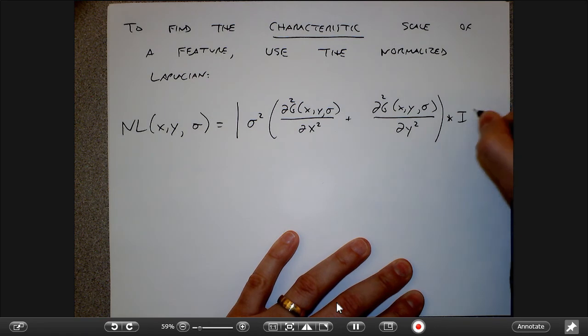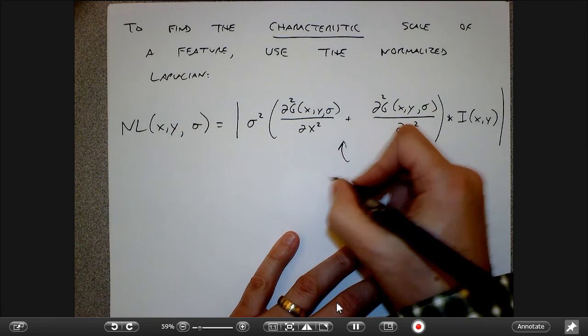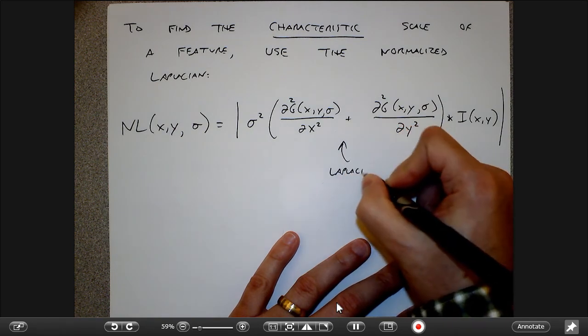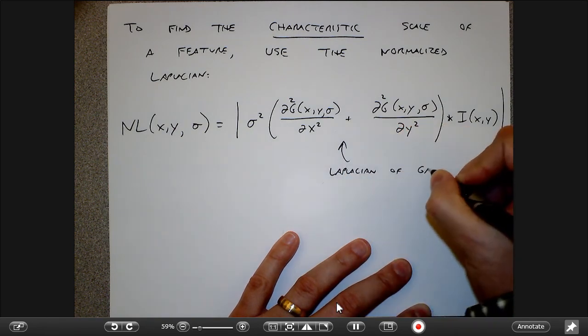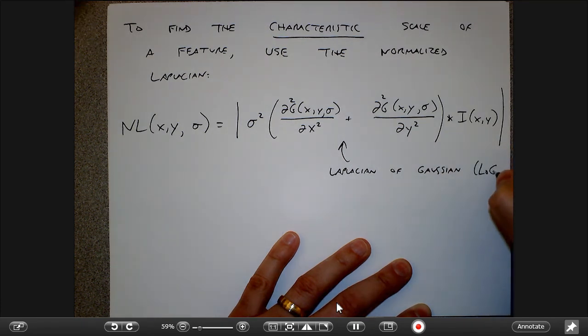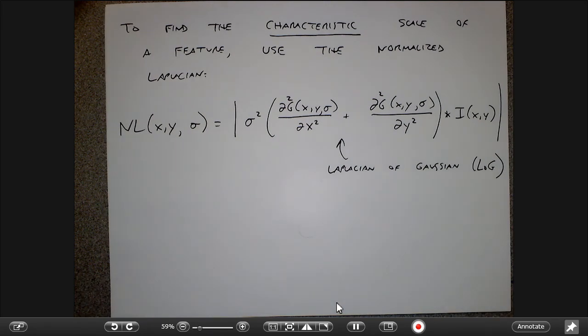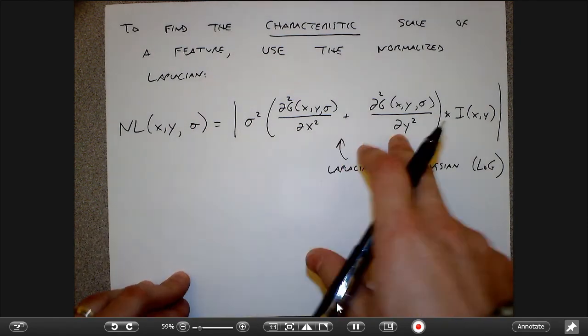Applied to the image. So this here is like the Laplacian of the Gaussian. Sometimes it's called LOG. And so you were asking before, there was a question about where the second derivatives come in, right? So here's a place where the second derivatives come in.